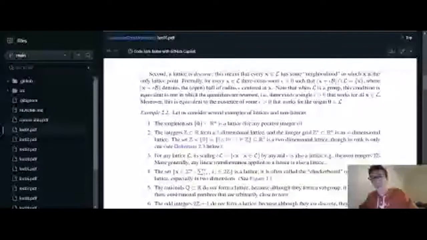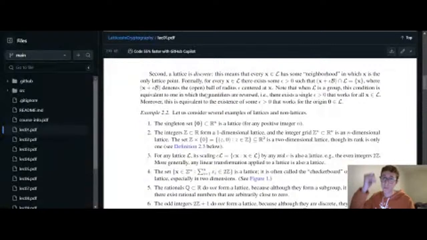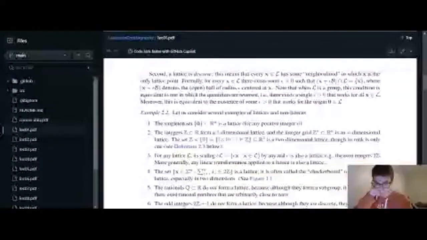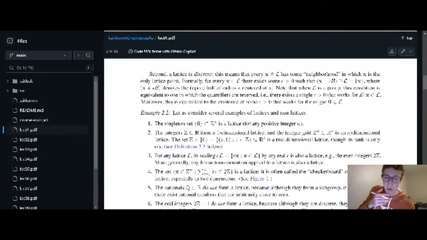Wait, I don't understand at all. So I'm gonna break it down. I don't get that formal definition at all. There exists some value such that x plus that value times. Okay, I'm sort of understanding the bigger picture here now, but this is kind of hard.